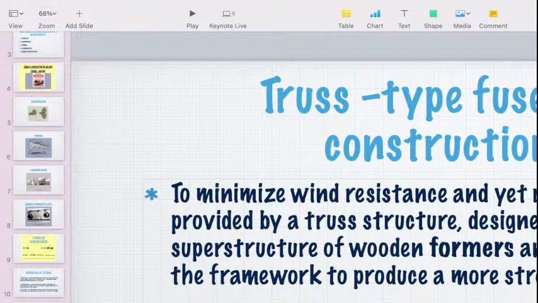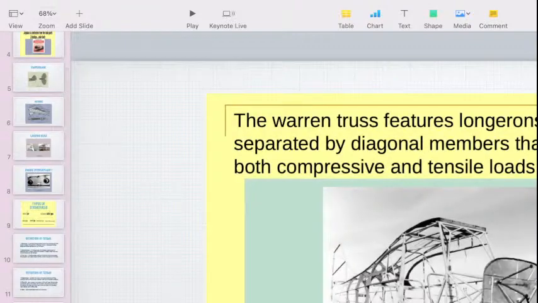Formers provide the contoured cross-sectional shape to a structure, while stringers run the length between the formers to fill in the shape. So something you guys should definitely know is how to identify formers and stringers and where they're located in aircraft, and how they're used to build truss-type fuselage. This is an example of a Warren truss fuselage.